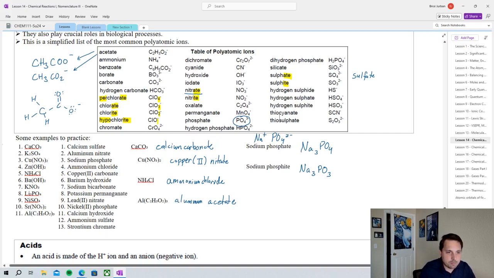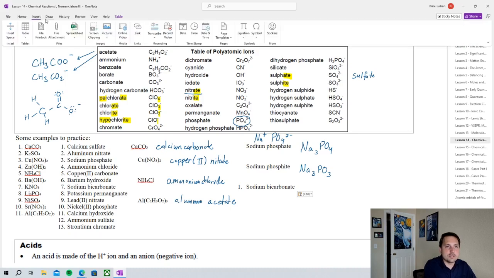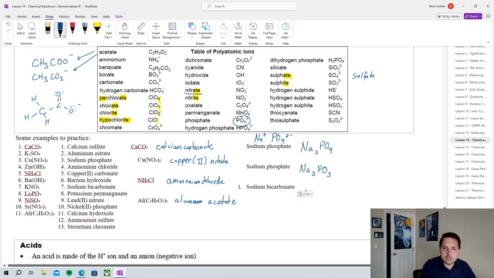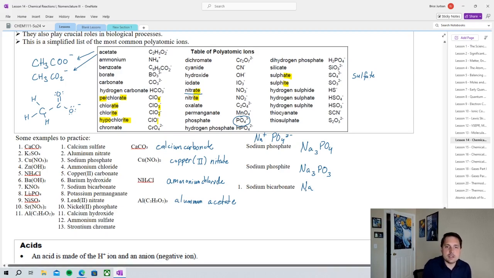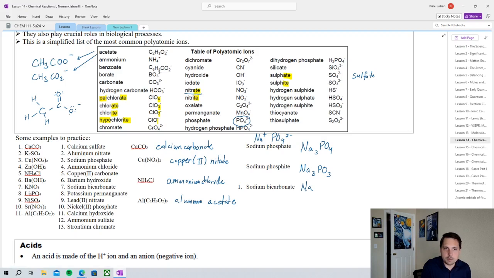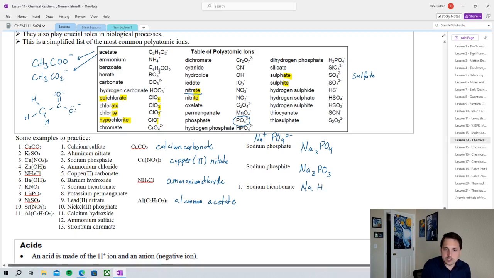I have this one, sodium bicarbonate. You see this all the time. But what is the formula of this? So sodium, again, is just Na. And bicarbonate, well, that's the same as hydrogen carbonate. So it's HCO3. So sodium bicarbonate would be Na combined with HCO3. And since this has a -1 charge, we don't need any additional subscripts for that one.